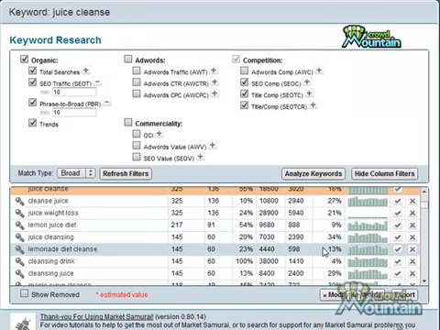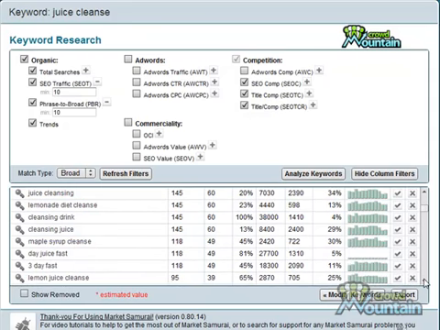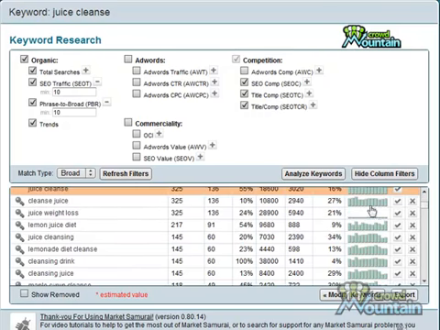I want to do something about lemons because there's a lot of keywords in here that are related to lemon and lemon juice cleanses. Here's another one, lemon juice cleanse. So I think that I would probably stick with the top level, most trafficked one here, lemon juice. No, I don't want diet, so that's not right. Cleansing drink, that's an interesting one as well.